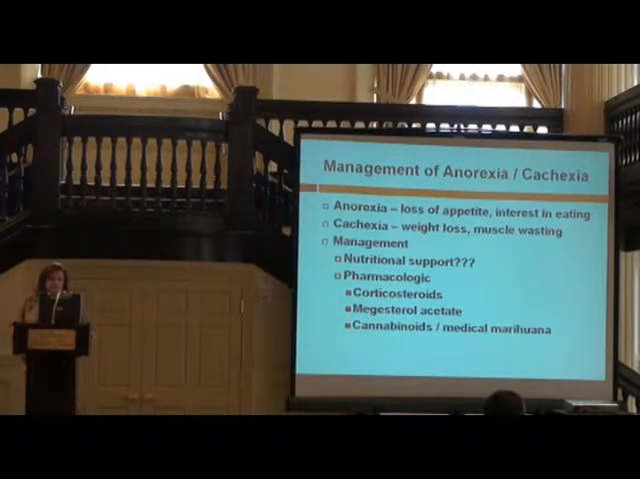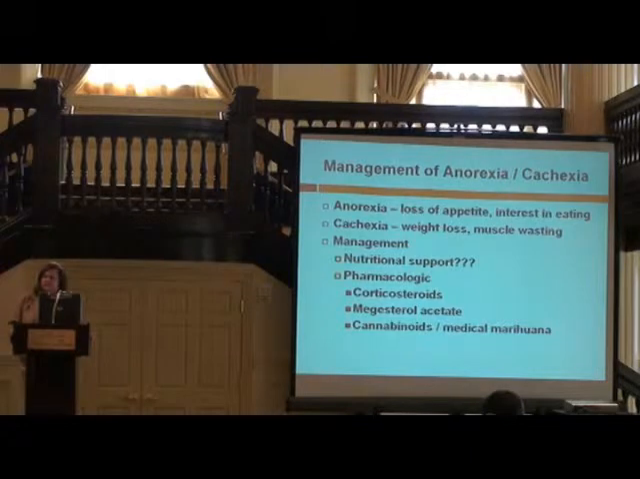We have several classes of agents that could be tried. Corticosteroids, you know, a benefit of steroids is kind of increasing your appetite. People gain weight when they've been on steroids for a while. But if you really look at the data, especially in some of the debilitated patients, the efficacy really isn't as good as we think it is.